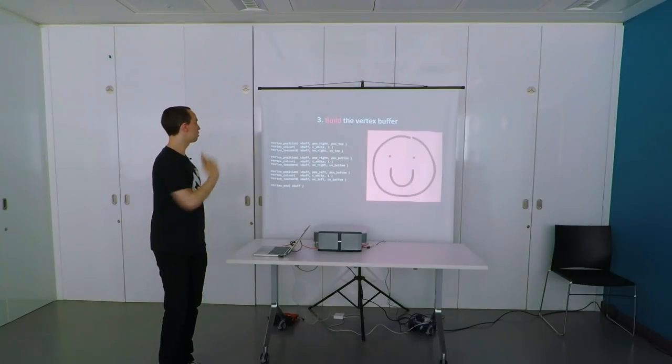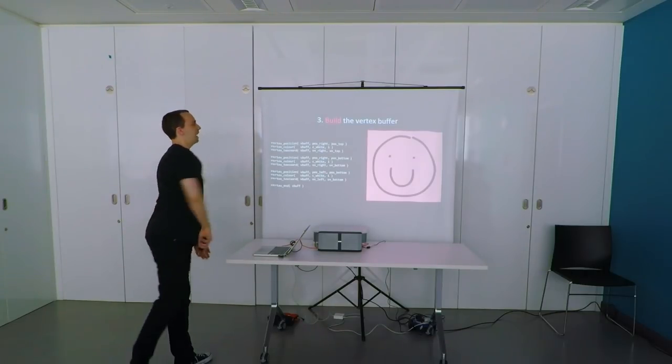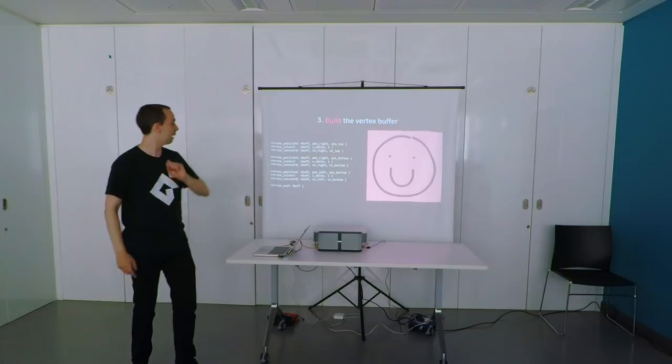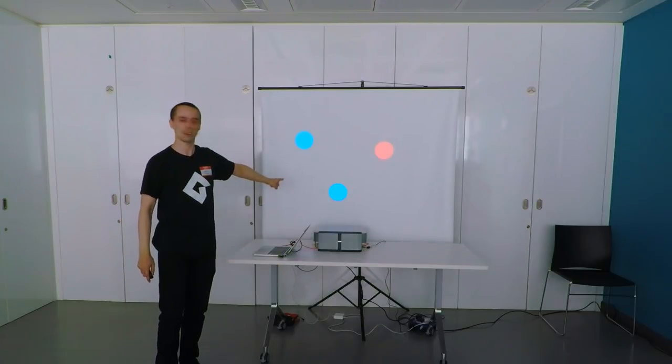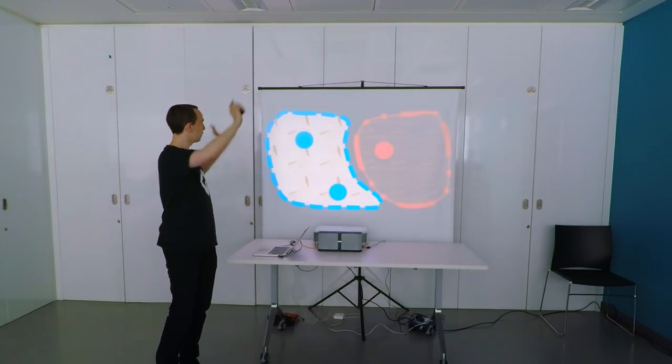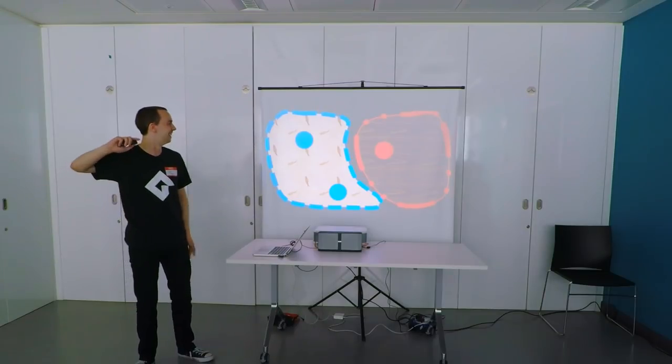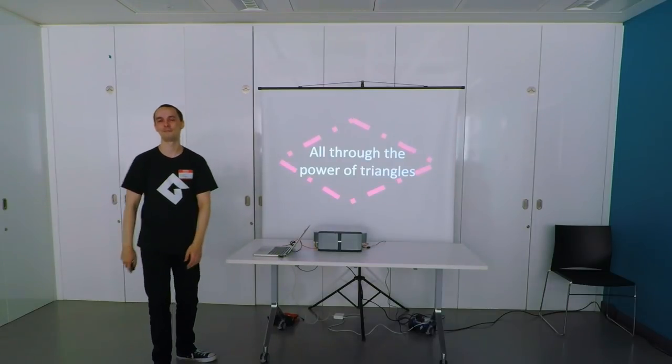That means we can draw sprites, and we understand all of this code here. We know how to build vertex buffers. And that means we can turn boring little stars like this into elaborate fantasies, all through the power of triangles.